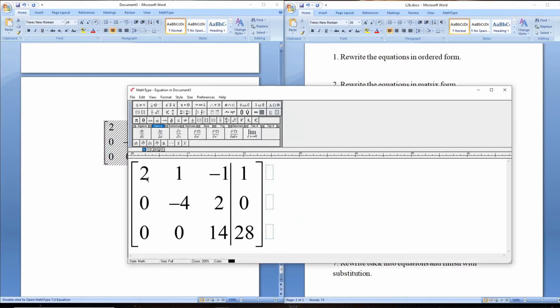And so we want to get this 2 to be a 1. So we're going to divide everything in row 1 by 2. Now the second row, we want this minus 4 to be a 1. So we'll divide everything by a minus 4 for row 2. And then lastly, in the third row, we want this 14 to be a 1. So we'll divide everything by 14 in row 3.